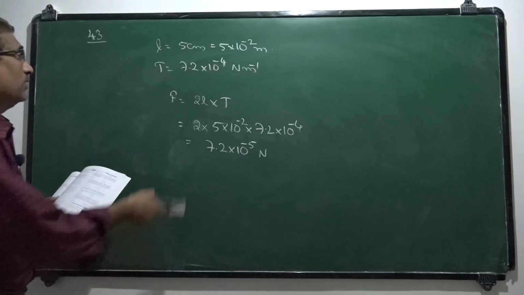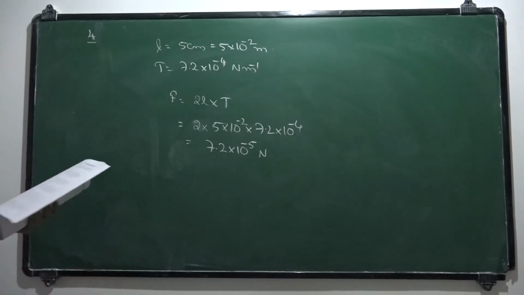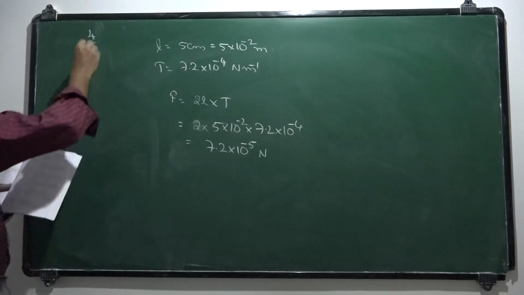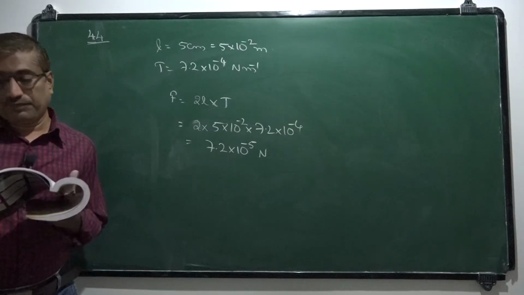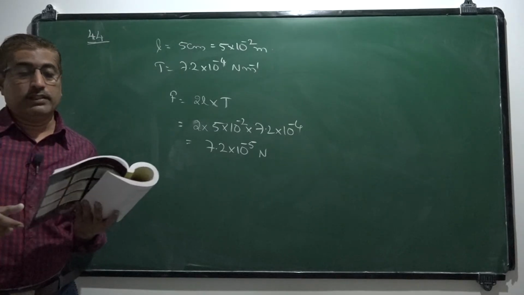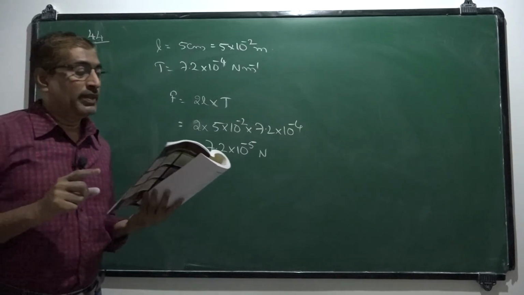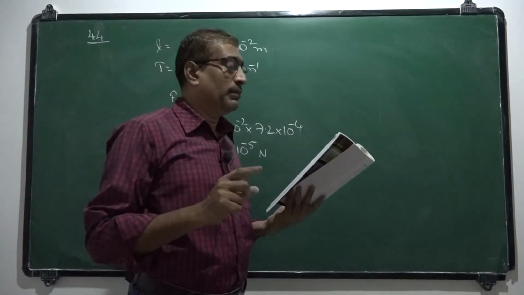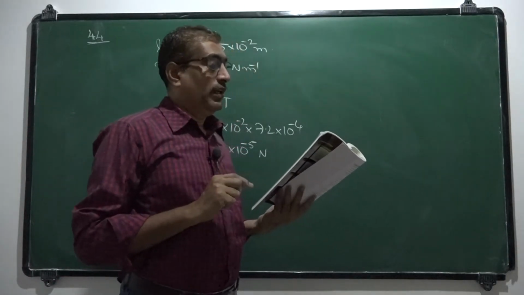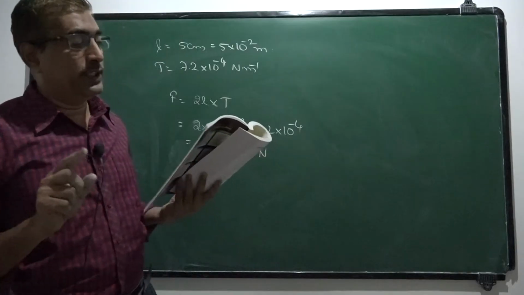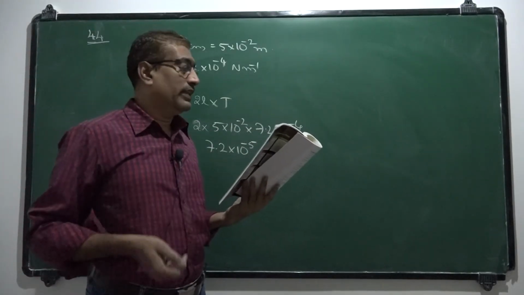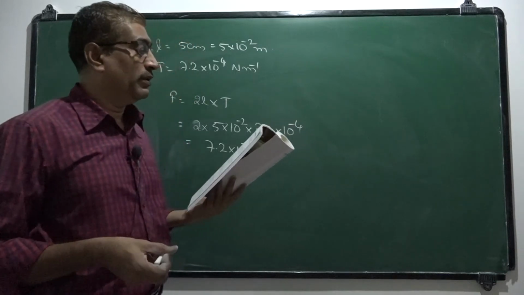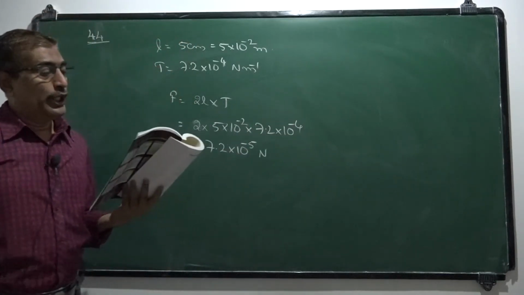Now the 44th one. Calculate the force required to separate the glass plates of area 10 to the power minus 2 meter square with a film of water 0.05 millimeter thickness between them, given the surface tension of water is 70 into 10 to the power minus 3 Newton per meter.